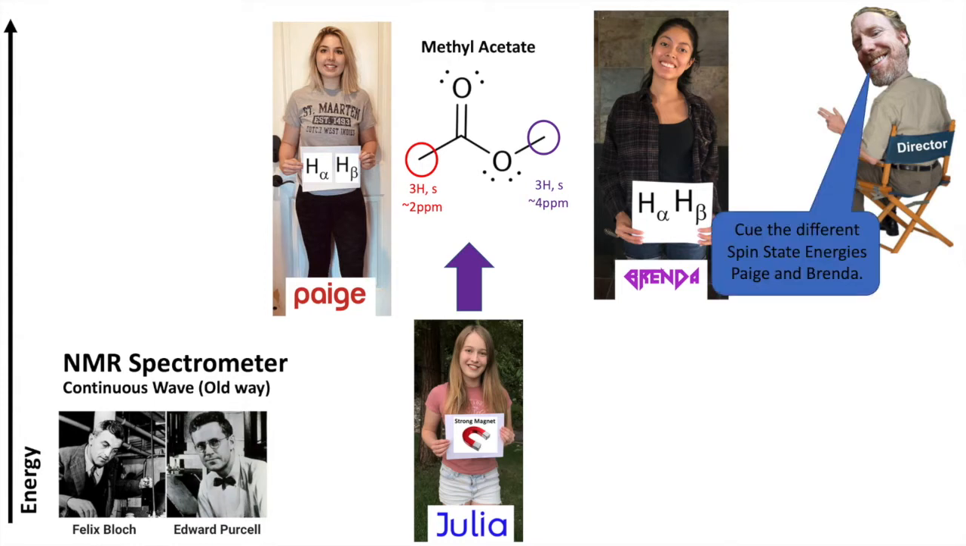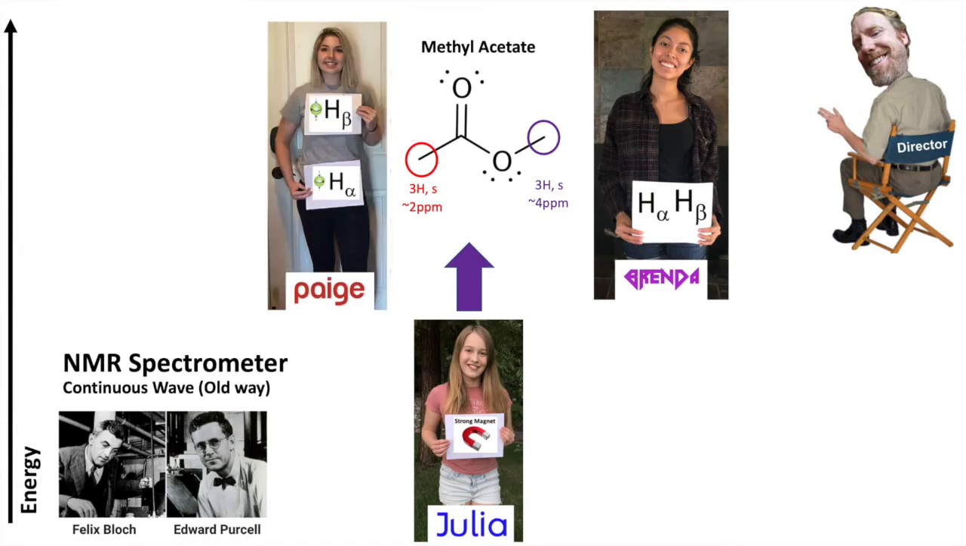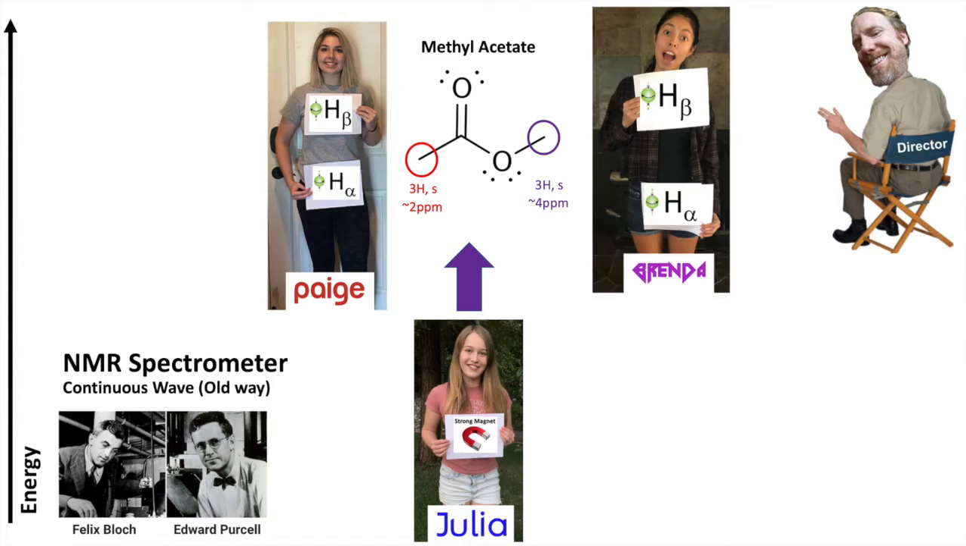And then cue the different spin state energies, Paige and Brenda. There's Brenda. See how now her alpha and beta spin states are not the same energy. And same with Paige, that was Paige at first, then Brenda. And the alpha spin states are lower in energy and the beta are higher. Both, right? And I put a little symbol of a rotating planet, like a spin. You could think of it that way.